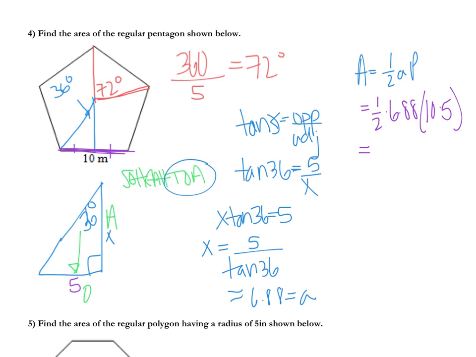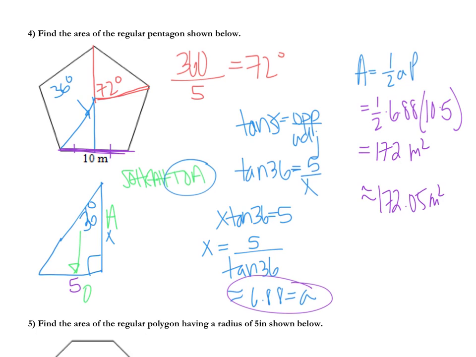Once you plug this in, you should get approximately 172 meters squared. When I did this on my own, I got 172.05 because I didn't round early. I rounded at the end. As long as you're in the approximation and you show me all your work, you'll be good.